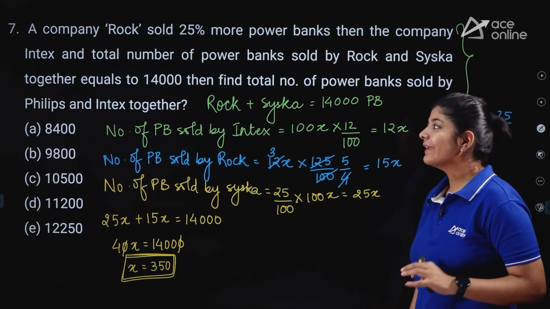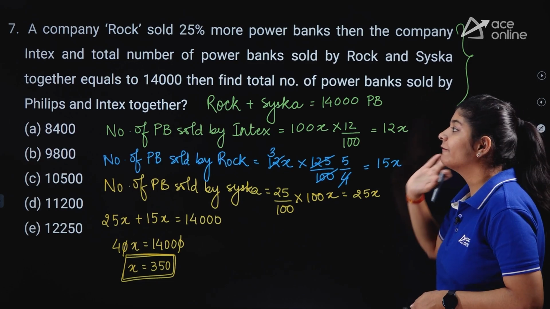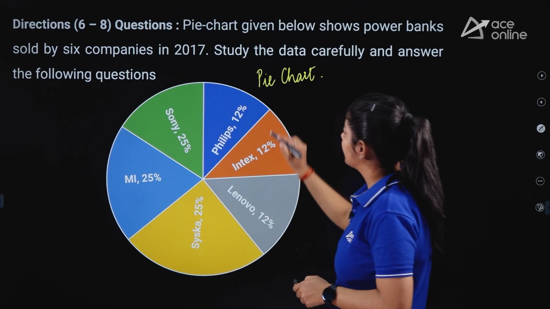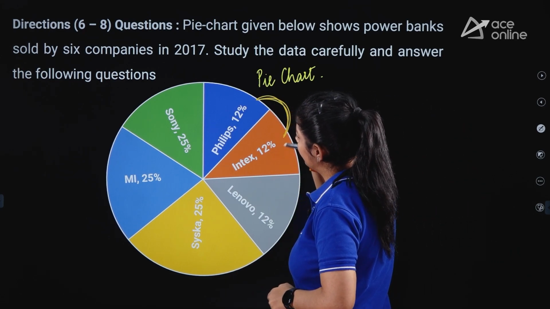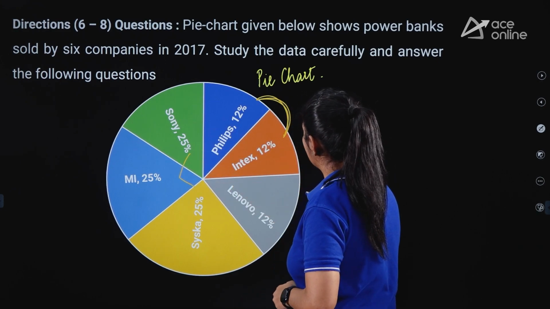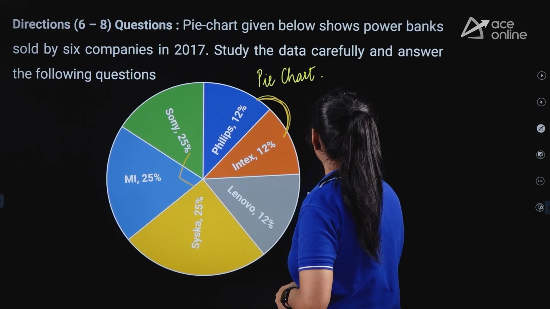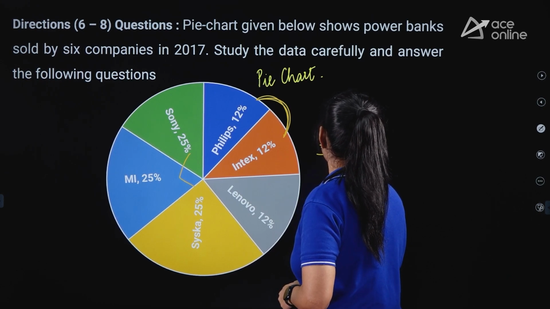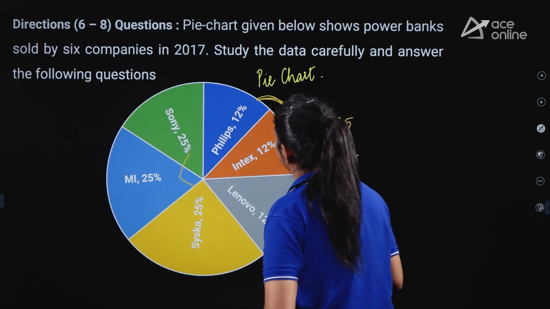Now, what do we have to find out? We have to find out the number of power banks sold by Philips and Intex together. So where we are having Philips and Intex. Basically here we are having this 50, 50 and this 75, right? 75 and here we are having 24. So if I add these values, here we are having 99. Wait.